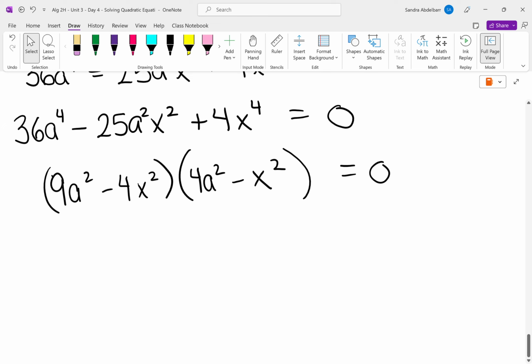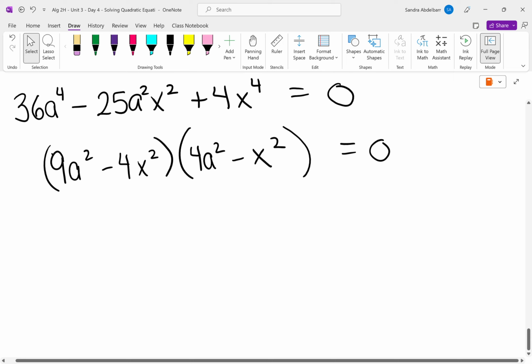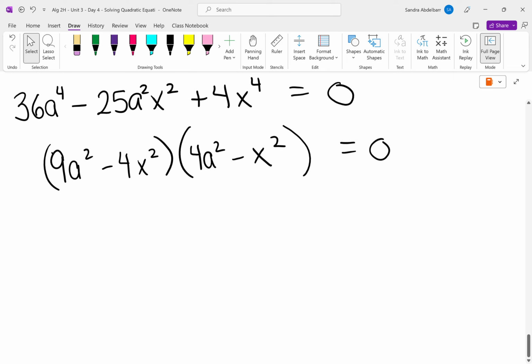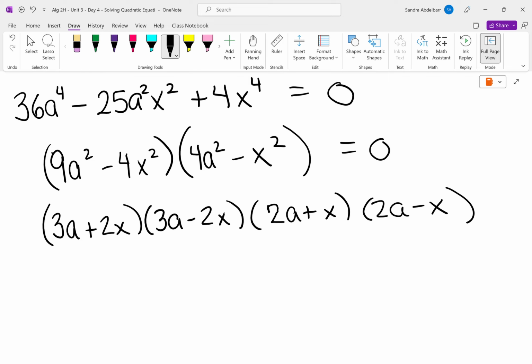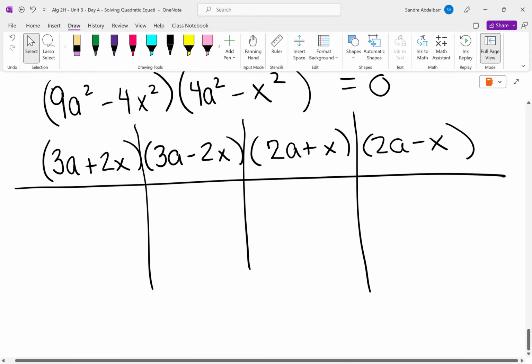All right, so now we got to this point. We are not done. What is this? This is a difference of squares. Based on our highest exponent, how many solutions should we have? 4. Based on our difference of squares, we should have 4 solutions. So I'm going to factor this more. So we're going to have 3a plus 2x, 3a minus 2x. Then we're going to have 2a plus x, 2a minus x.